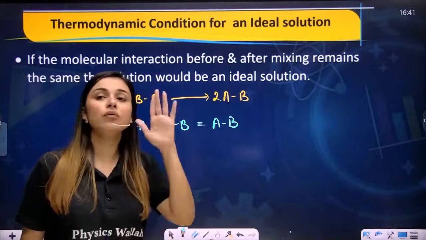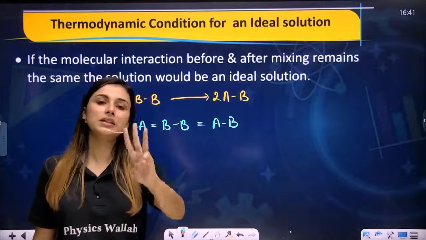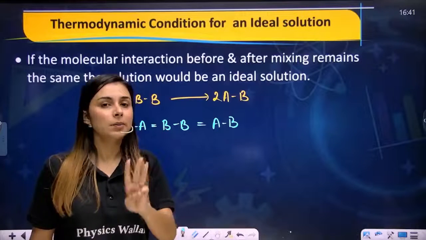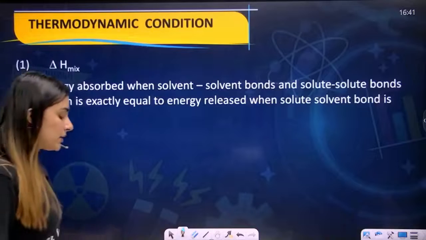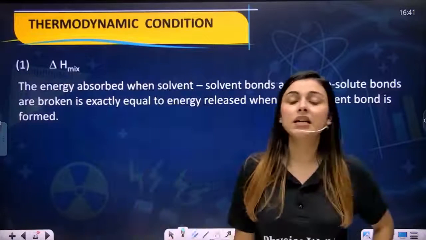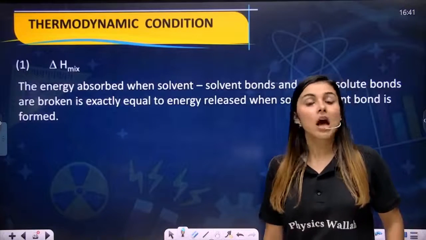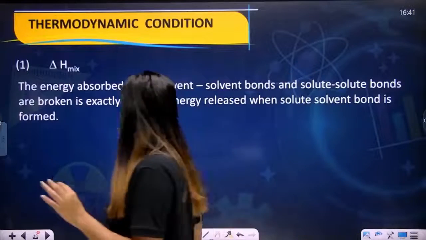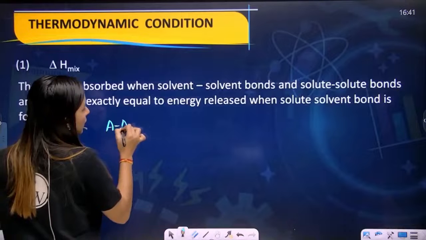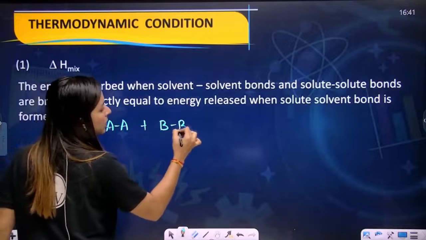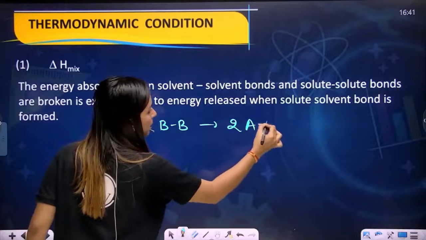Now we are going to talk about three basic thermodynamic parameters. Now let's talk about the parameters. The first parameter is delta H mixing, that is the enthalpy of mixing. How are you going to understand this? Very easy, my dear students. You know that when you mix AA with BB, you get 2AB.